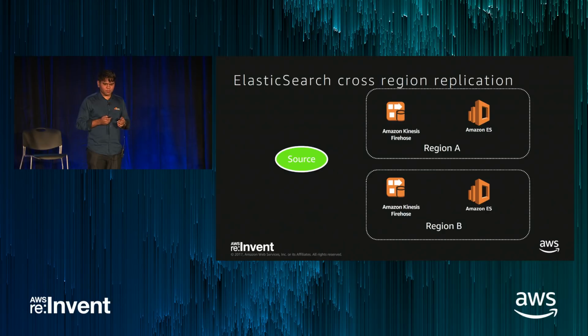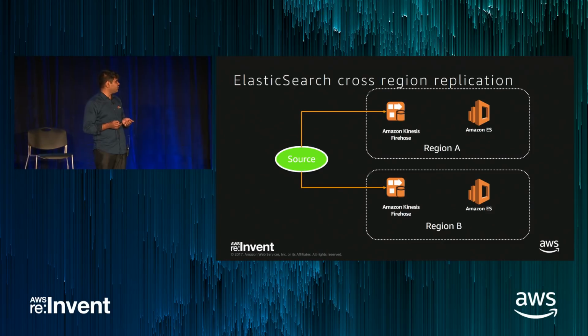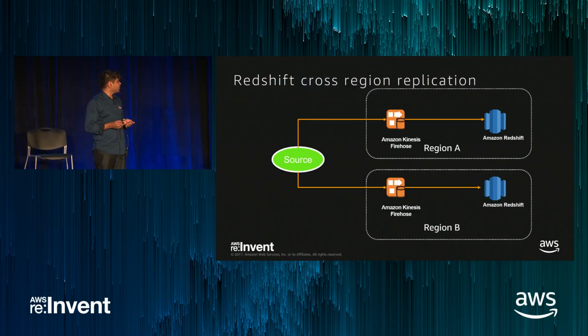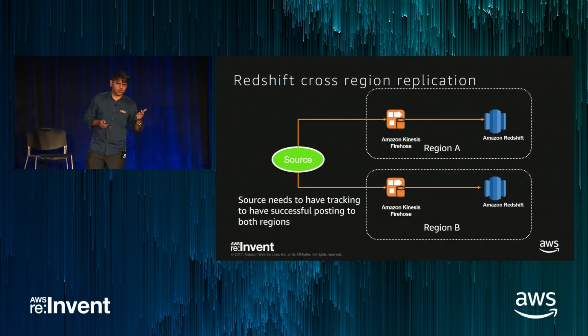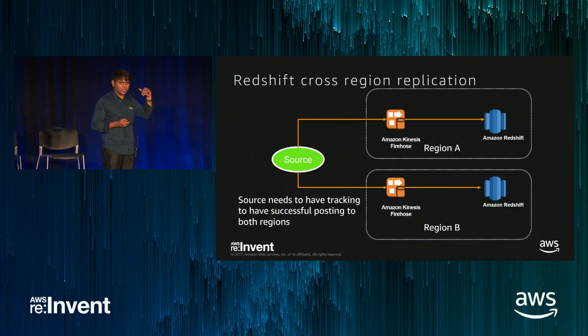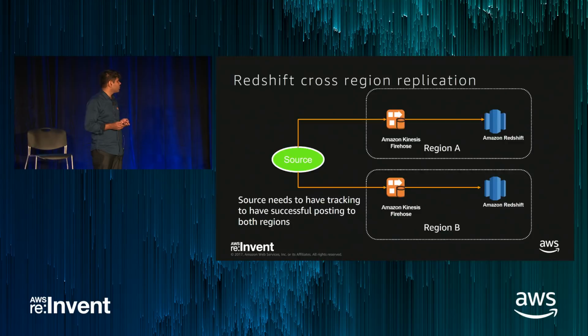Now let us see how to replicate data across other popular products like Elasticsearch and Redshift. All you have to do is your source posts data to Kinesis Firehose in both the regions, and Kinesis Firehose gets this data efficiently into either Elasticsearch or Redshift. You have to take one care here though: since you want to send the same data to both places, your source needs to have tracking to make sure that the postings have happened successfully. Since you are writing the source, you can always do that. So this is how very easily you can get data replicated across Elasticsearch clusters as well as Redshift, which are some of the most popular products that people use.